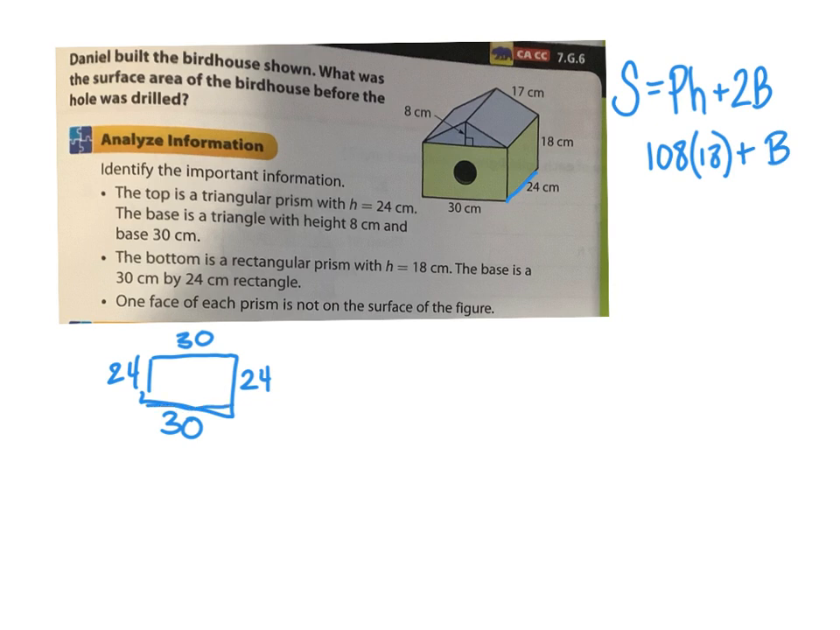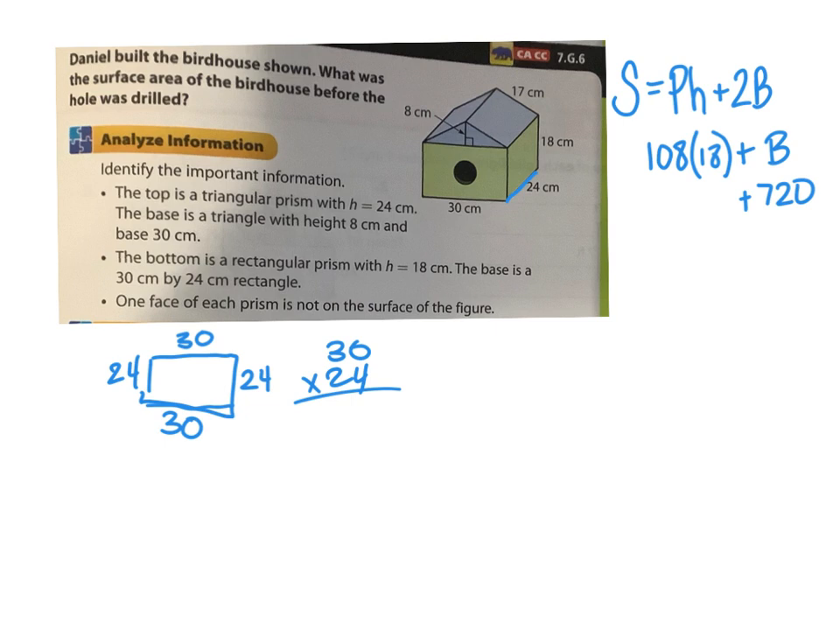That is 30 times 24. To get base times height, the length times width, 30 times 24. And that will equal 720. I only need 1 of them, again, because this top one is covered up. So that's why I didn't multiply it by 2 in this circumstance. So you can reason things out like that.